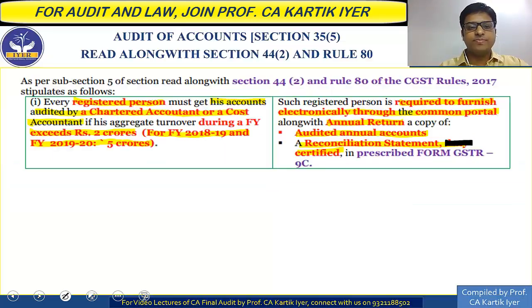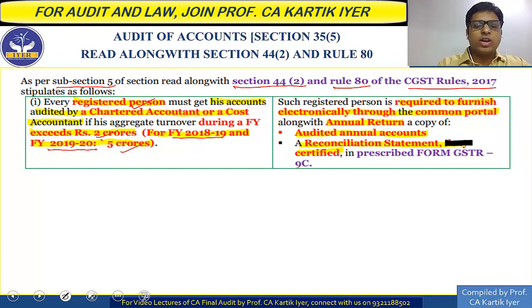So let's see that. First is audit of accounts, section 35 subsection 5, read along with section 44 subsection 2 and rule 80, which stipulates as follows. Every registered person must get his accounts audited by a chartered accountant or a cost accountant if his aggregate turnover during the financial year exceeds 2 crores for financial year 18-19, 5 crores for financial year 19-20, and also note for the financial year 2021 also it is 5 crores. So you have to note that.